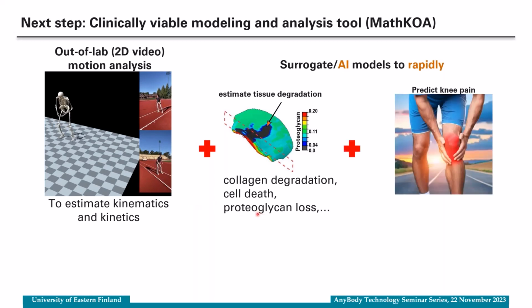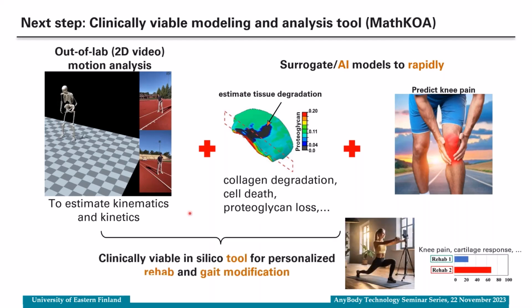And also in a project called MatCoA, we try to investigate the correlations of pain and provide mathematical models for pain, specifically at the knee joints. And the aim is also to integrate this pain mathematical model into our models to provide estimates both for tissue mechanics as well as knee pain. And the ultimate aim is to provide clinically viable in silico tools for personalized rehabilitation and gait modification.